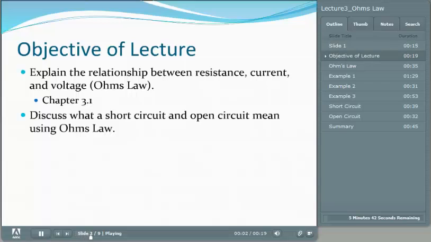The objective of this lecture is to explain the relationship between resistance, current, and voltage, known as Ohm's law, which is covered in Chapter 3.1. I will give a couple of examples and then discuss how Ohm's law can be applied to a short circuit and open circuit.